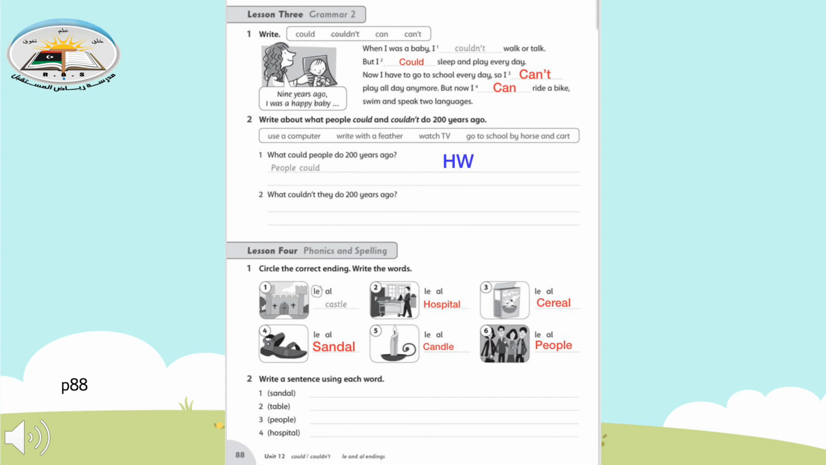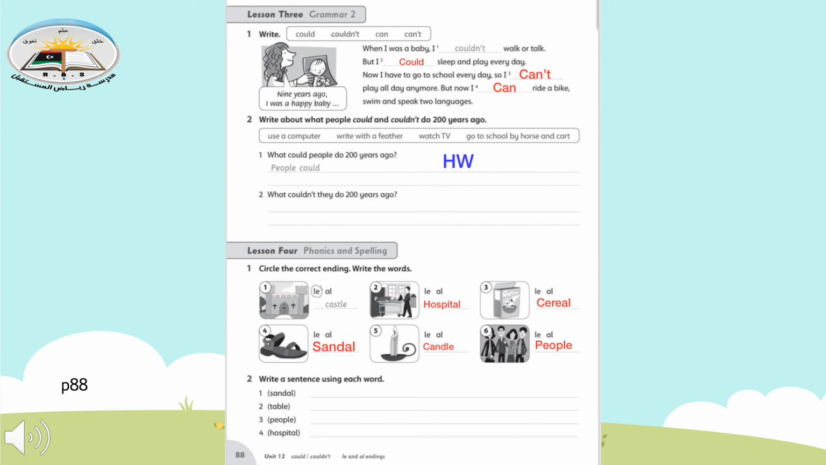We have picture number 5, a picture of a candle. Candle ends with LE, so circle LE and write candle. In picture number 6, we have 4 people. People ends with LE, so circle LE. Now, let's repeat the answers all over again. Number 1, LE, castle. Number 2, AL, hospital. Number 3, AL, cereal. Number 4, AL, sandal. Number 5, LE, candle. Number 6, LE, people.